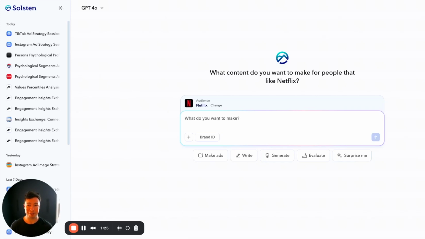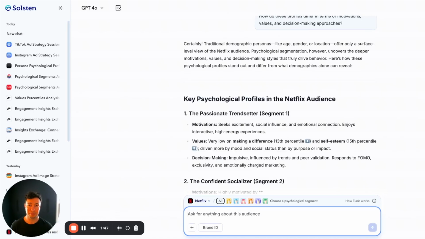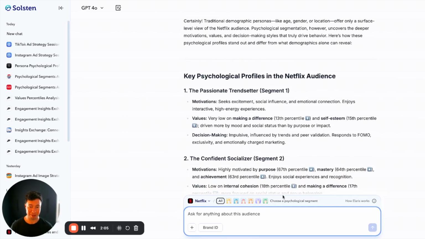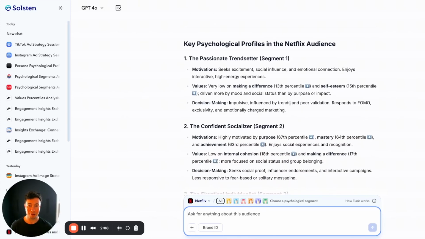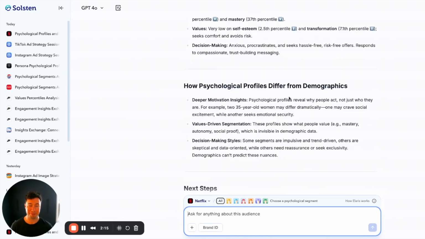The first step is to identify the psychological profiles in the target audience. We're going to use this prompt to do that. You can see that Alaris quickly identifies 6 psychological segments in the Netflix audience. It tells you the motivations, values, and decision-making for each of them. It also tells you how they differ from demographics.